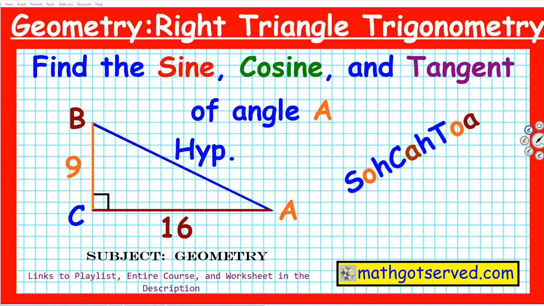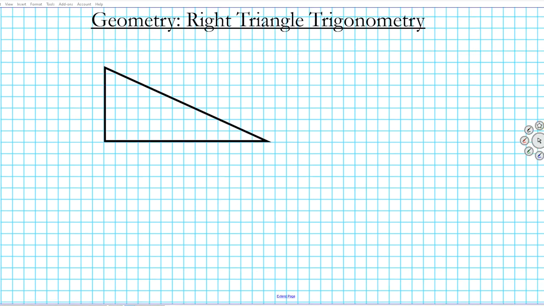In this clip, we're going to be taking a look at how to find the sine, cosine, and tangents of specified angles of a right triangle. To get us started, let's go ahead and refresh our memory on our three trig ratios. We're going to be making use of the acronym SohCahToa to help us to remember how to find the sine, cosine, and tangents of specified reference angles.